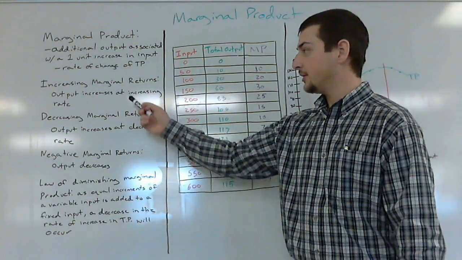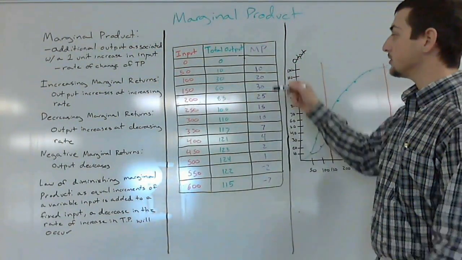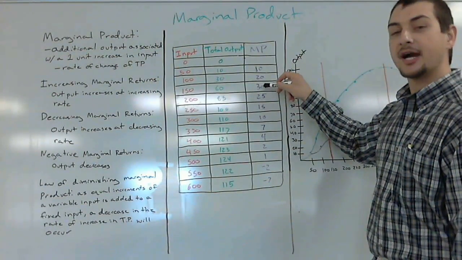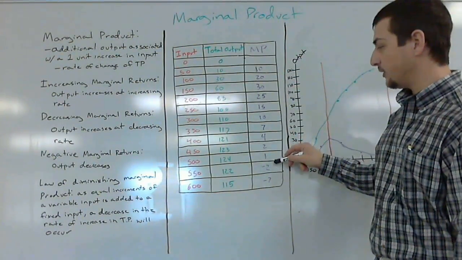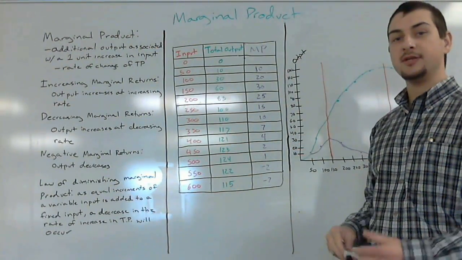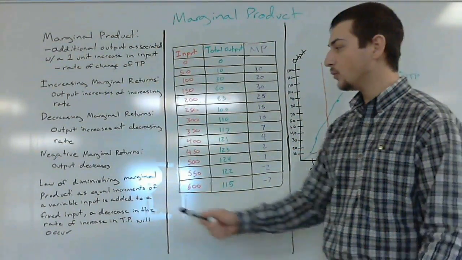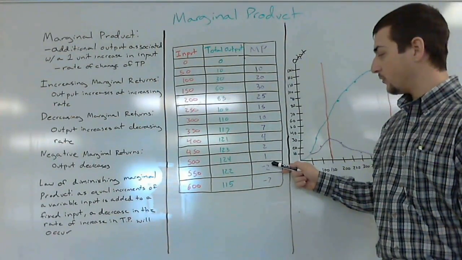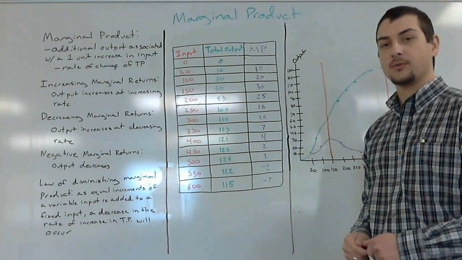So we have increasing marginal returns from the start all the way to 150 pounds. After 150 pounds, until we get down to about 500 to 550 pounds, we see decreasing marginal returns. And beyond that, we see negative marginal returns down here.